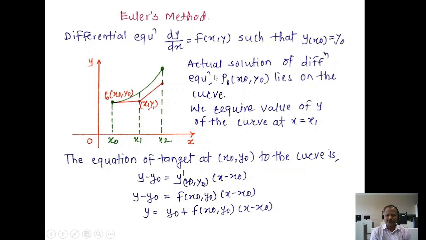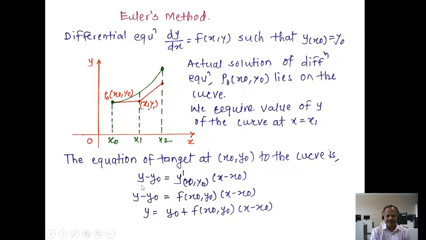So the actual solution of this differential equation passes through the point P0 (x0, y0), so this lies on the curve. We require the value of y of the curve at x is equal to x1. So we have to find the equation of y in terms of x1. For this we have to take the equation of the tangent at the point x0 comma y0.